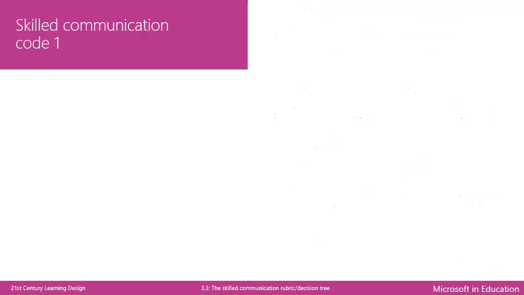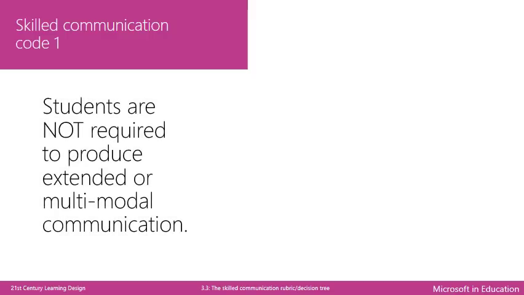So let's look at this skilled communication tree. The first question asks if the activity requires extended or multimodal communication. If the answer to this question is no, and students are not required to produce extended or multimodal communication, then the learning activity is coded as a 1.